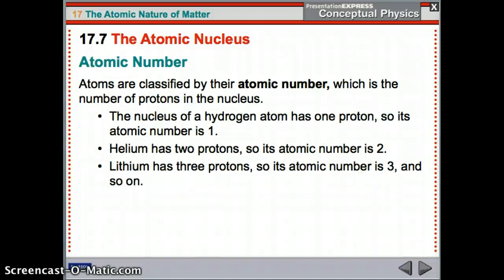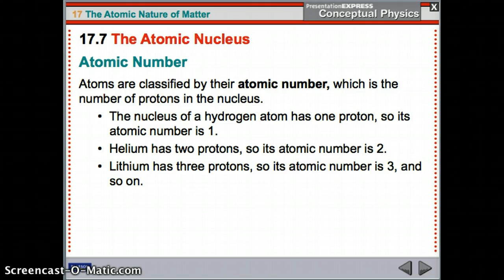So atoms are classified by their atomic number. That's the number of protons in the nucleus. Hydrogen has 1 proton, so its atomic number is 1. Helium, 2, so it's 2. You can see on the periodic table in our classroom. Lithium has 3, so its atomic number is 3, right?